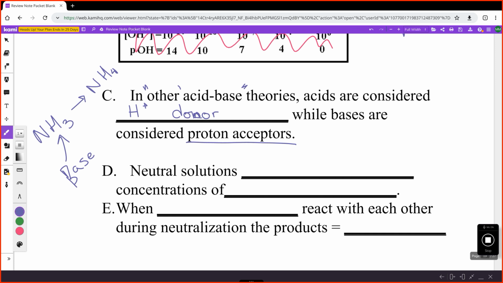Neutral solutions have a pH equal to 7. The amount of acid is equal to the amount of base. So therefore, they have equal concentrations of H plus and OH minus. Okay? That's what pH of 7 means. Neutral doesn't mean it's not an acid and it's not a base. Neutral solution means it's equally an acid and equally a base.